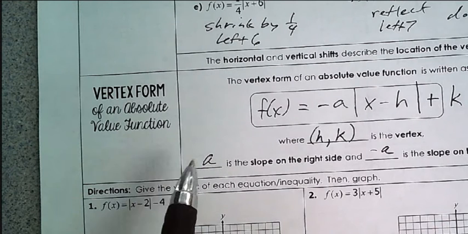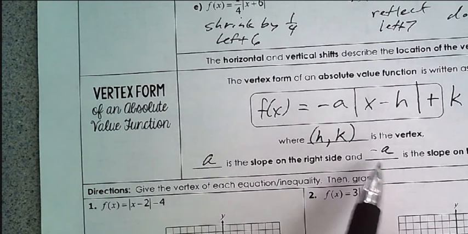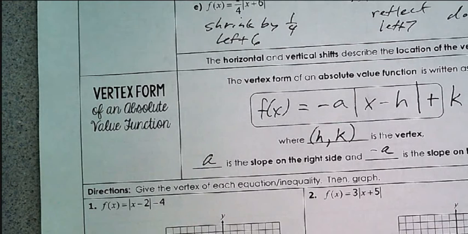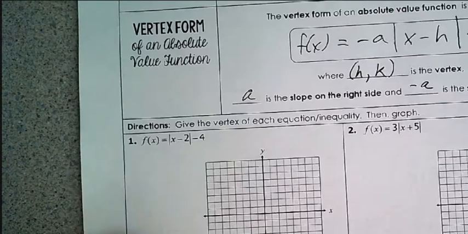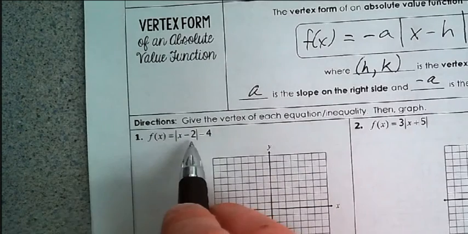I could put negative A right here and positive A over here. Since it's absolute value, it's going to work out either way. Now, we're going to learn how to graph these things by using the vertex, and we're going to use the A value as the slope. So, first of all, let's find the vertex of this thing.